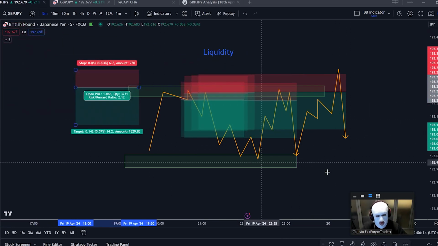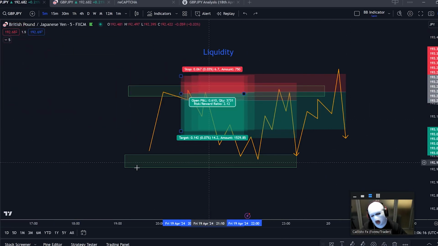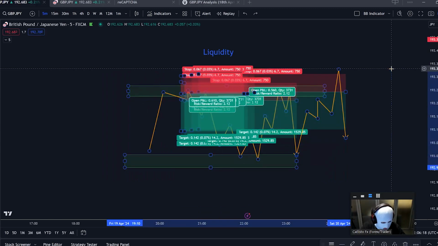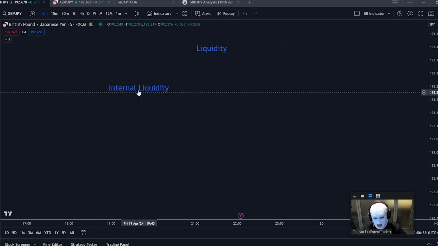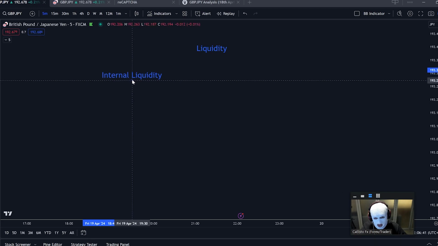Now, with that being mentioned, I know some of you may be asking, look, this explanation is a bit too complex. Very simple. Then let me just keep it as a concept in itself. Now, in trading Forex, the market moves in two main fashions. It moves from internal liquidity to external liquidity. Now, what do these mean?